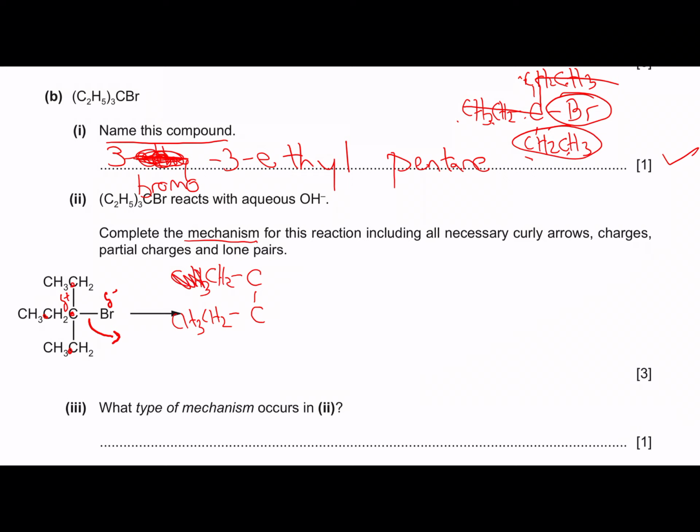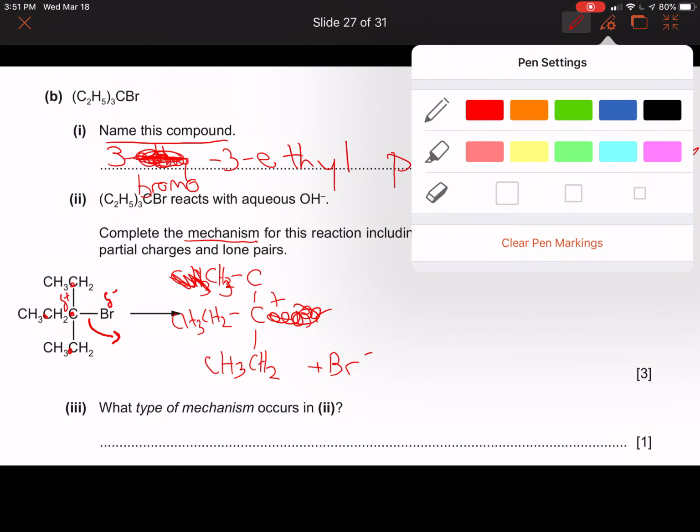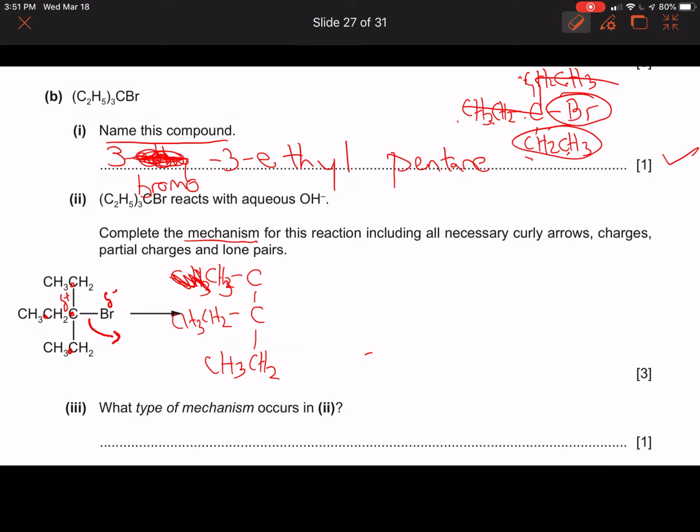I think I wrote an extra carbon here. Yeah. And CH2, CH3. And so then I have this. And so then I have, that's gone. I have this. And then I have plus Br minus. Let me see if I can erase. I'll figure it out. Erase? Hey, yes, it works. Okay.